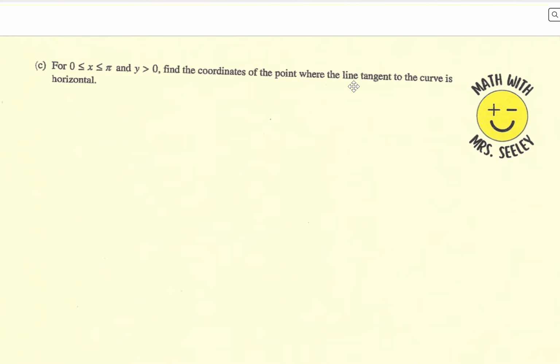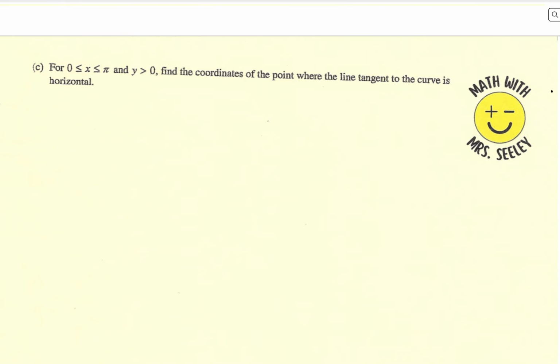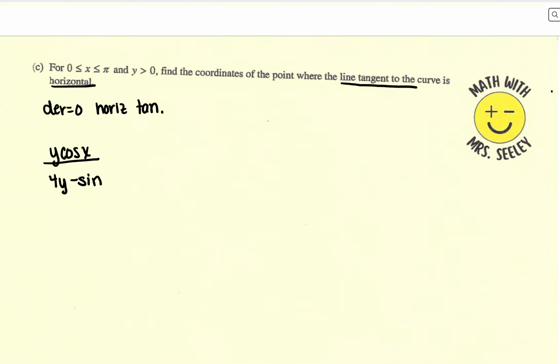All right, let's think about something. A tangent line being horizontal means that the derivative is equal to 0. When you have a horizontal tangent, the derivative is equal to 0. So we need to take the derivative that we just had, y cosine x over 4y minus sine x, and set it equal to 0.